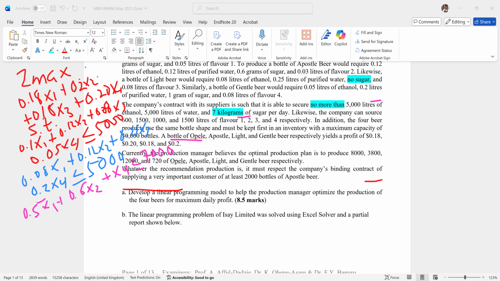So the next constraint, what is the name of that constraint? Who can guess the name of that constraint? Yes, go ahead. This is Christy. My hand was up.